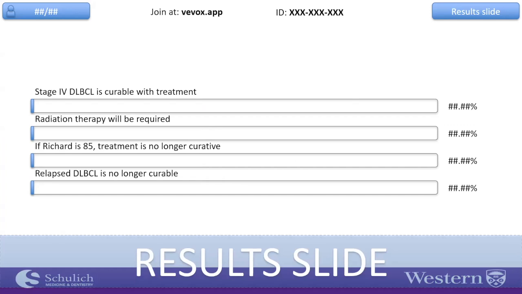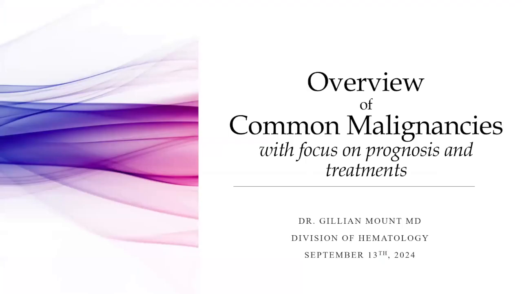Radiation therapy is now not necessarily required in all patients. Sometimes we used to use it quite often in patients with limited stage disease, but even so, now we have data indicating that perhaps chemotherapy alone may be sufficient in curing these patients. And patients who relapse with their DLBCL, their disease can still be curable with subsequent therapies, including potential stem cell transplant.